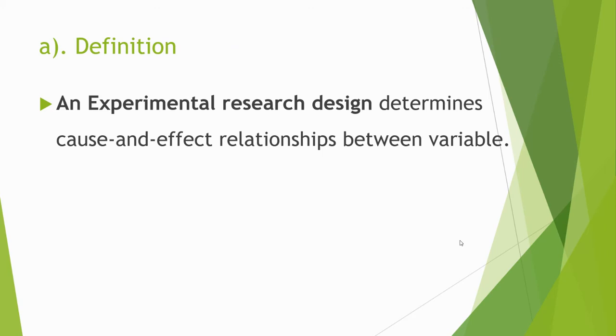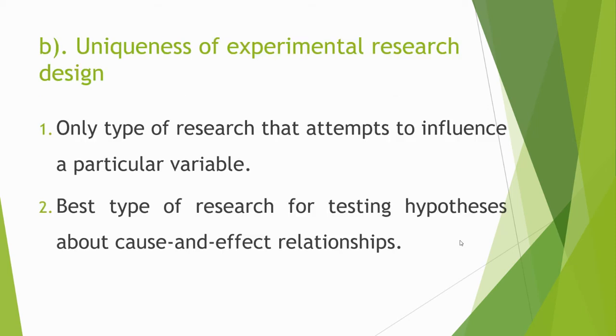Without further delay, let me begin with the definition of experimental research design first. Actually, experimental research design refers to a collection of research designs which determine cause and effect relationships between variables. To make things easier and clearer to understand, in experimental research design, the researchers select participants and divide them into two or more groups having similar characteristics, and then apply the treatment to the group and measure the effects upon the group. And experimental research is unique in two important aspects.